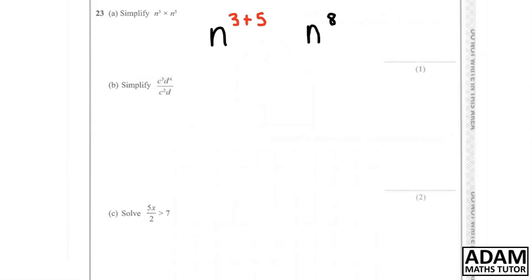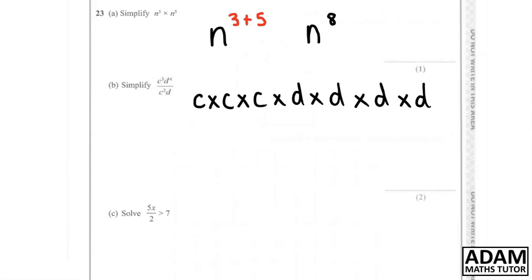Part B, simplify c to the power of 3, d to the power of 4, over c to the power of 2 times d. The best way to understand how this works is to write them out in full. So for the numerator, we'd have c times c times c times d times d times d times d.